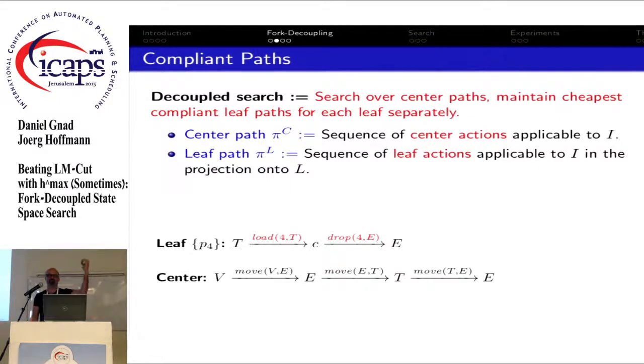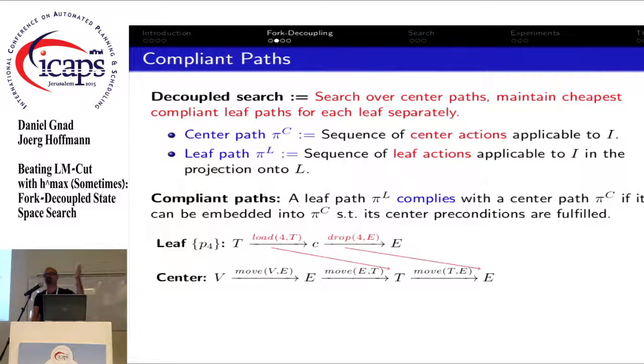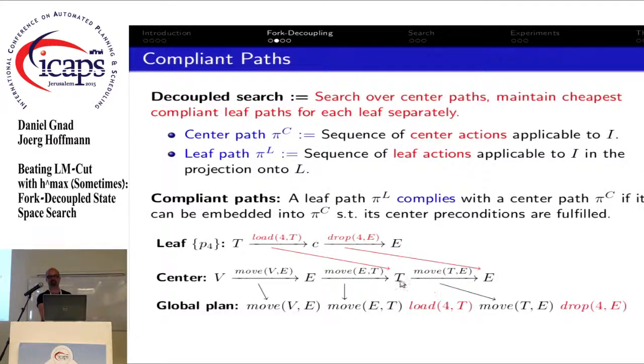But a priori, a leaf path is just something that's applicable in a projection on the leaf. And now, given a center path, a compliant leaf path is one whose center preconditions can be satisfied. So given this center path here, these moves of the truck, this leaf path for the package is compliant because I can insert it at those points alongside the truck moves. So the global plan would look like this.